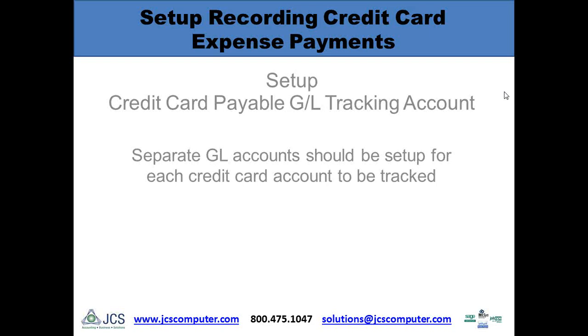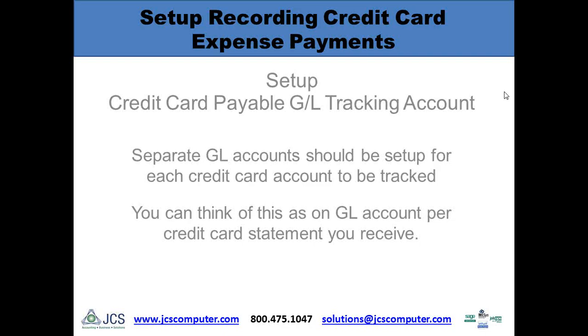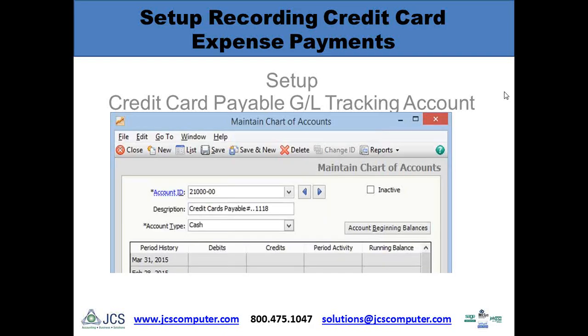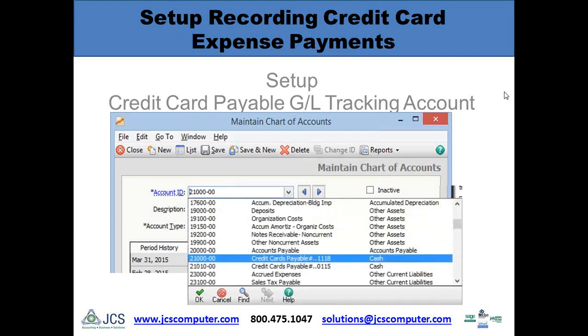If we have multiple credit accounts, we may need to set up multiple tracking accounts as well. We want to look at it by setting up a separate general ledger account for each statement that we receive. So if we have multiple cards on a single statement, we may only need to set up one account. And here's our credit card account again, and you'll notice that we have another one set up directly below it, also for dealing with credit cards. And again, it's right next to our accounts payable account, so we can find it easily.